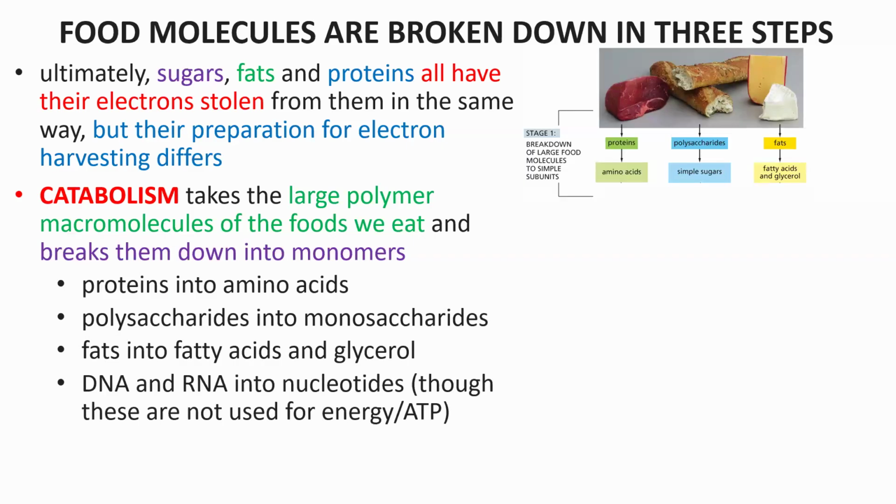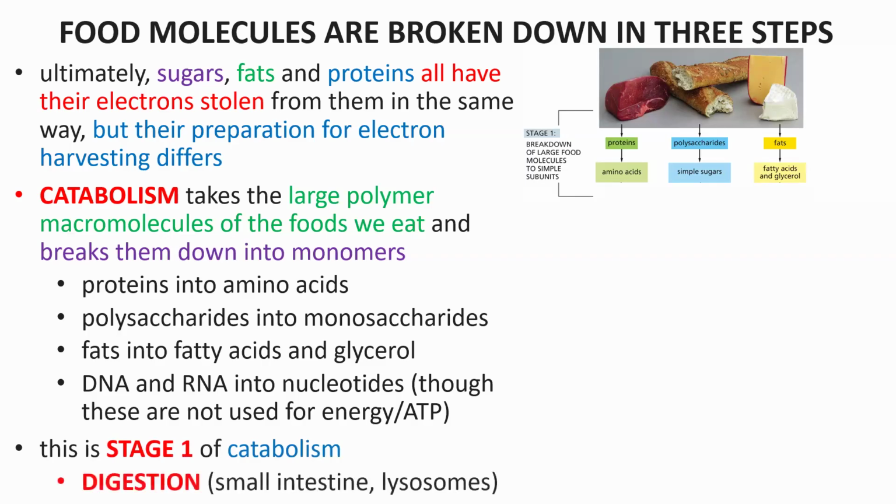Again, we are breaking the phosphodiester bonds of DNA and RNA as well. We're releasing monomers from those so that we can reuse and recycle them, but there is very little energy in those bonds, so this isn't really a nutritional source of energy. This is considered stage one of catabolism, the breaking down of large, complicated macromolecule polymers into their individual monomers.